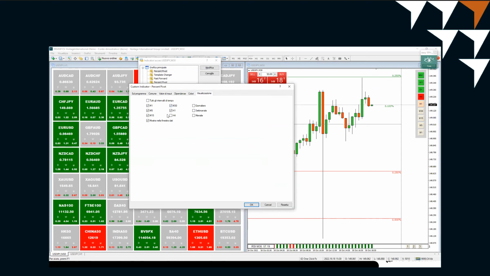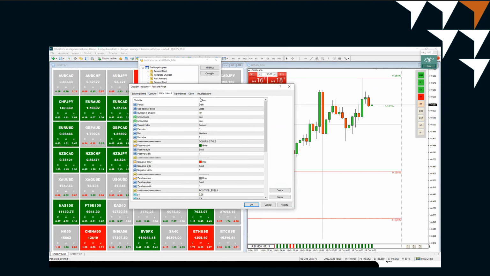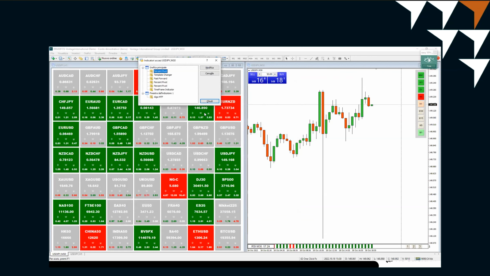As you can see, we have a visualization setup, which is different on every percent pivot. And here you have 10 levels, and you can adjust them if you think it's necessary to trade a specific instrument. You can also make a new template out of it and use it for Bitcoin exclusively if you are a cryptocurrencies trader, for example. And this is the percent pivot.